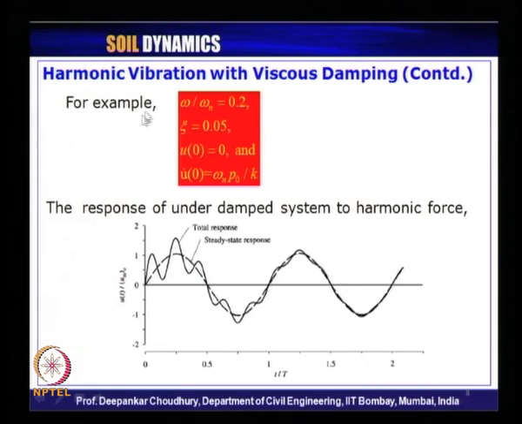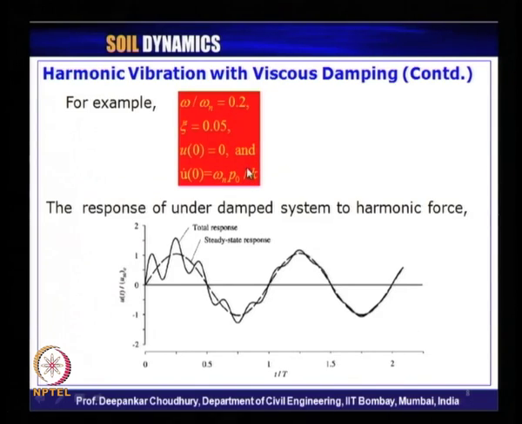So, one example problem has been shown here for particular values. In this case, omega is the applied excitation frequency; in our symbol we have used lambda. So, this is lambda and this omega n is the natural frequency. The exciting frequency to natural frequency ratio is taken as 0.2, the damping ratio eta is 0.05, the initial displacement is 0 and the initial velocity is given by this expression.